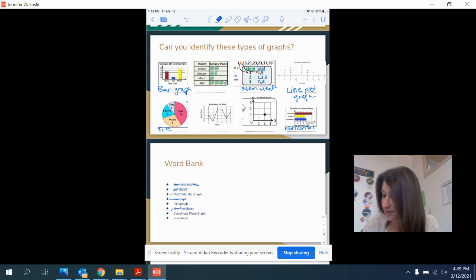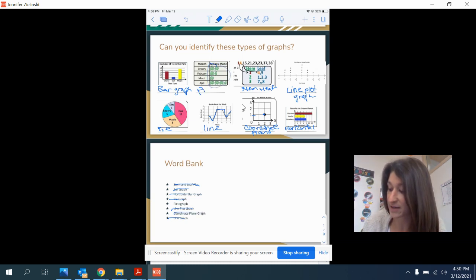Well, my line graph, I've seen these before. That's going to be where I have my data kind of plotted out in lines. And then I have a pictograph and coordinate plane. Well, this one, where we have two numbers that meet and then the dot meets in the middle of those, that's going to be my coordinate plane. And my pictograph, if I have some pictures or symbols, that was kind of my clue for my pictograph here.